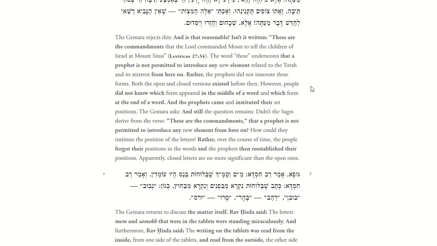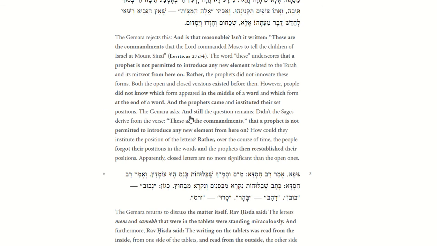However, people did not know which form appeared in the middle of a word and which form at the end of a word. Interesting. And the prophets came and instituted their set positions. So this one is saying that no, they both existed. We just didn't know who put what where, so the prophets really solidified that.